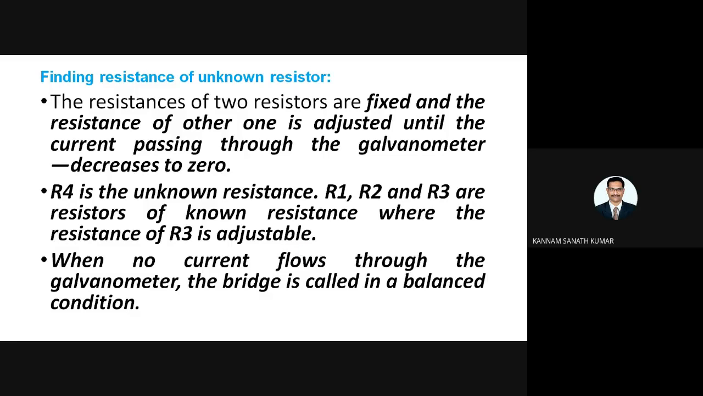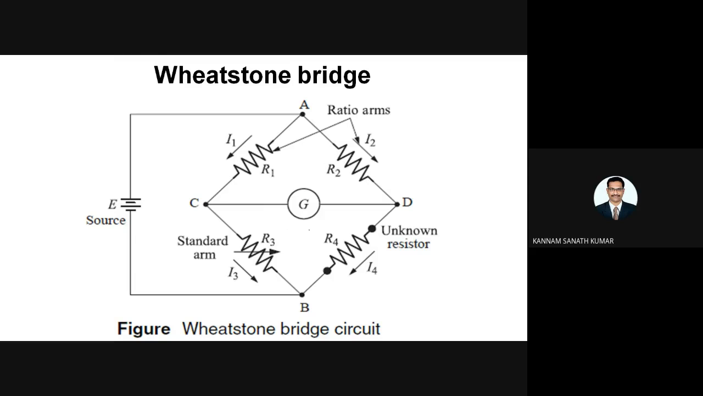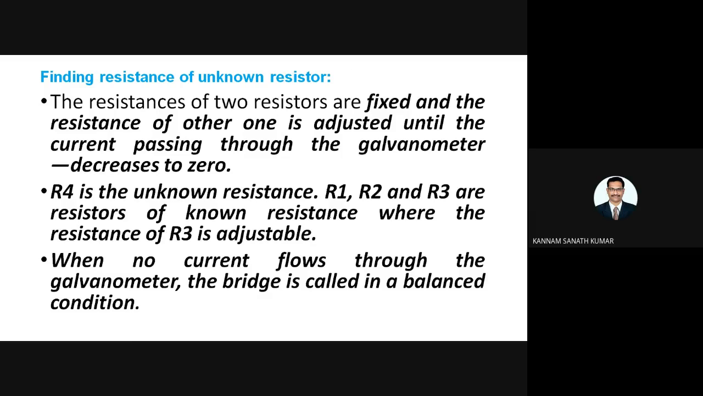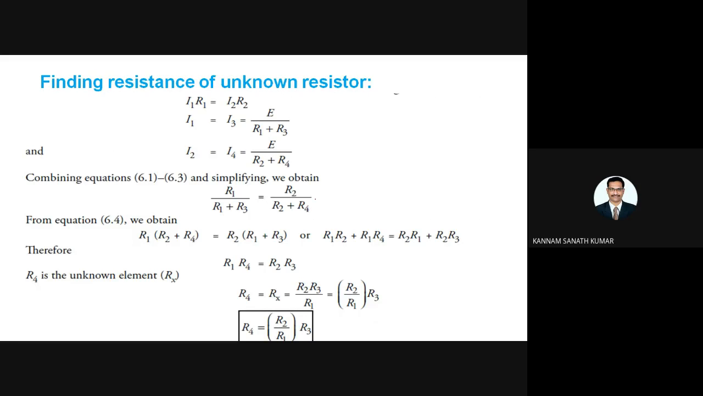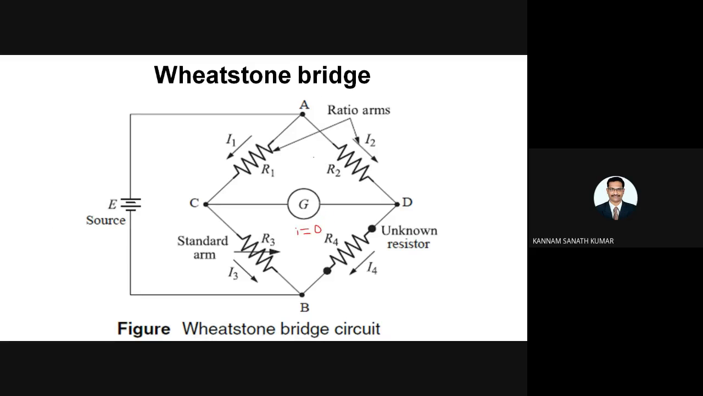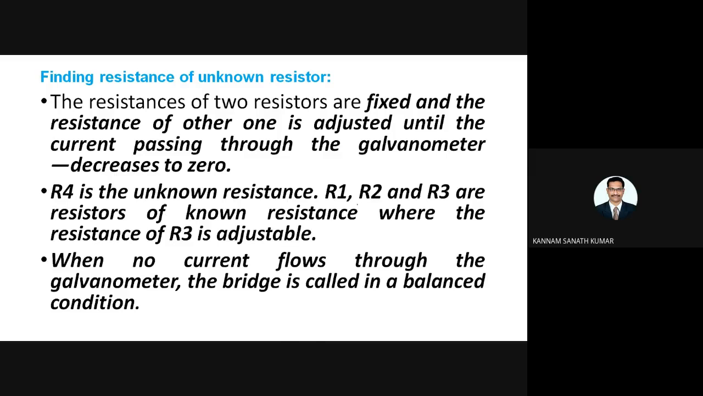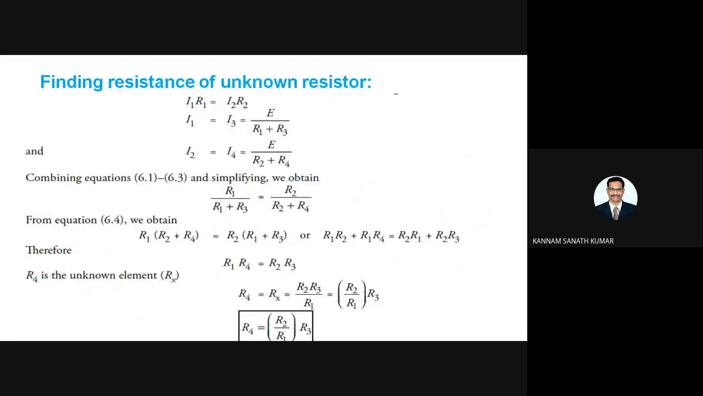So when no current is flowing through the galvanometer, that is I equal to 0, the bridge is said to be balanced. When the bridge is in the balanced condition, these two currents are the same. So the voltage drop across R1 is equal to that across R2, I1 R1 equal to I2 R2.